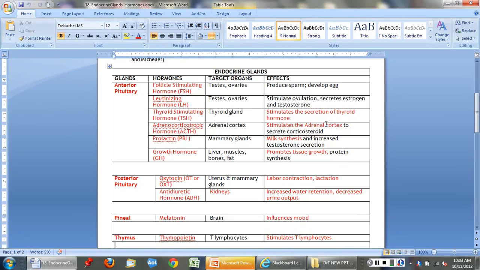So prolactin. Let's take prolactin for a second. What does it say prolactin does? Produces and secretes milk and testosterone secretion. So where does prolactin come from? Where is it made and produced and secreted? What makes it? The anterior pituitary. Prolactin is made by the pituitary gland. Where's your pituitary gland? Right, so you all know where it is.